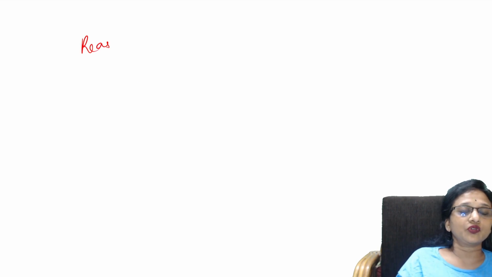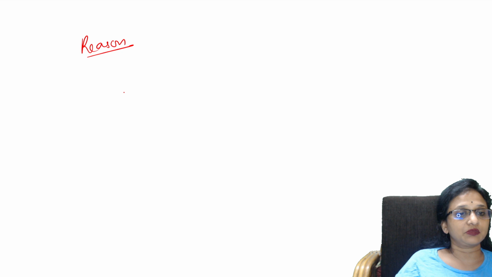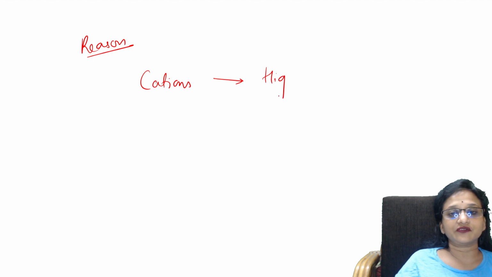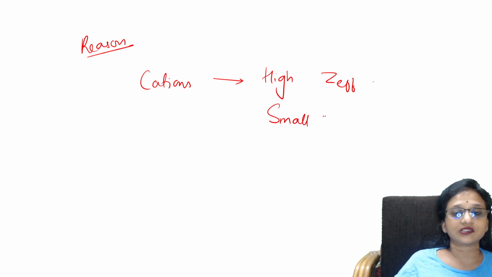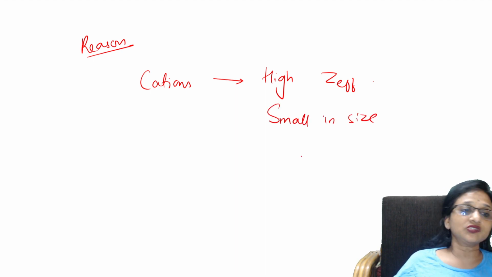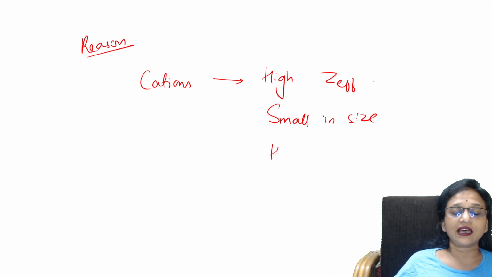They will ask you, why are they forming complexes? The reason which you are going to give is, remember, the cations here, the metal cations, have high effective charge, high Z effective, right? And the cations are small in size. Okay, done. When the cations are small in size, what will happen? They will have high positive charge density, correct? Positive charge density will be high.